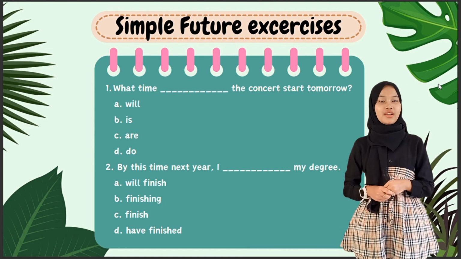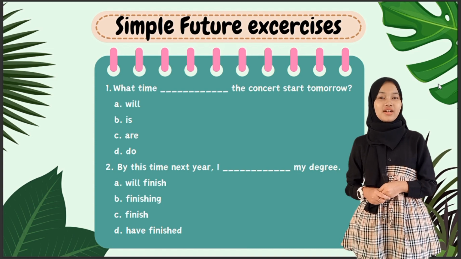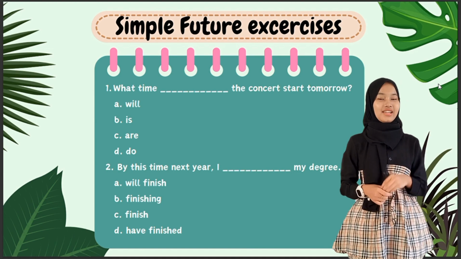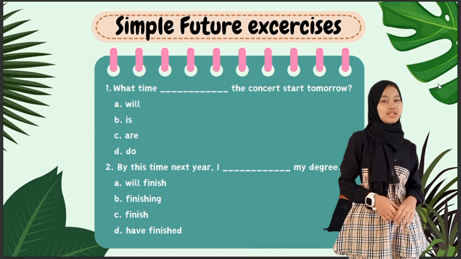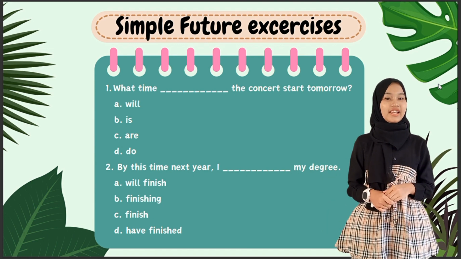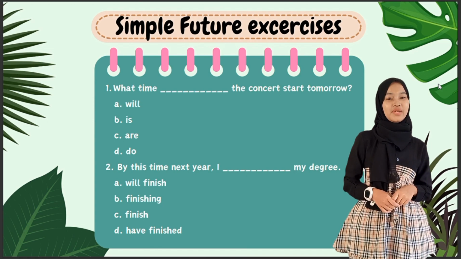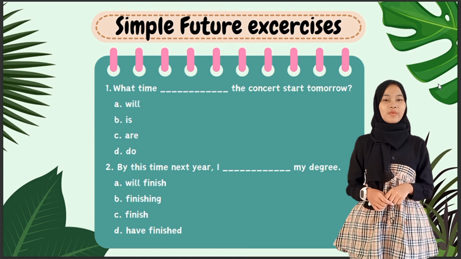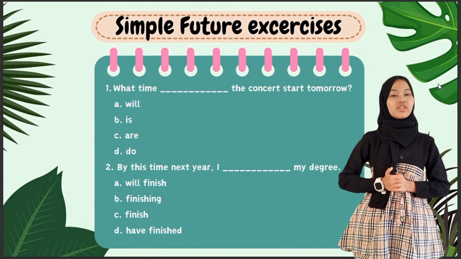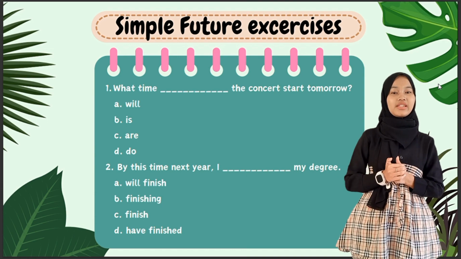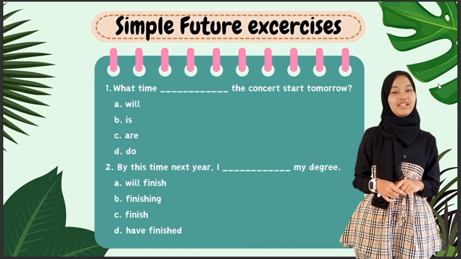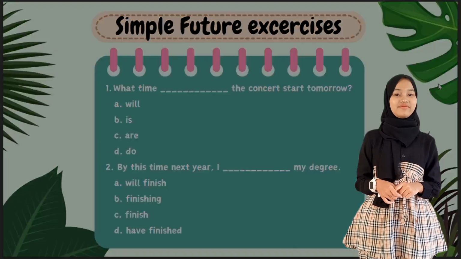Number two. By this time next year, I blah blah blah my degree. A will finish, B finishing, C finish, D have finished. The answer is A, will finish. Why? Because to express an action that will become fact in the future, we use will followed by the base form of the verb. So the correct answer is will finish.